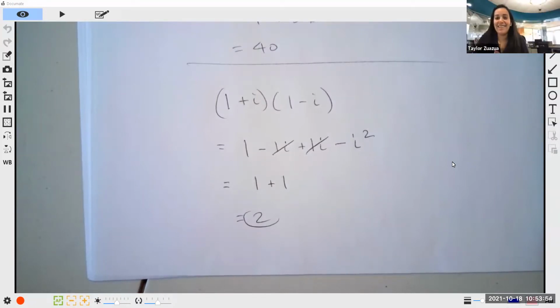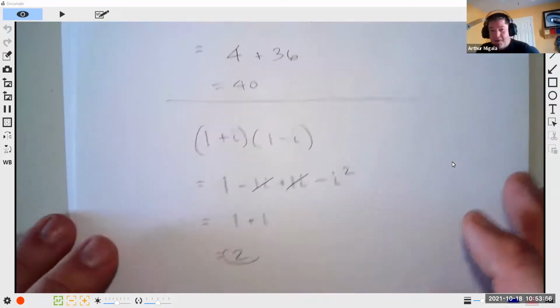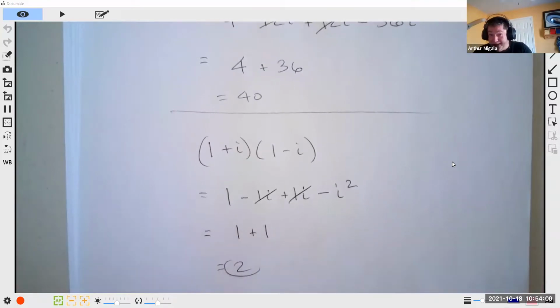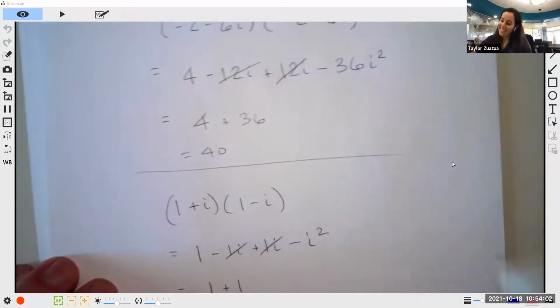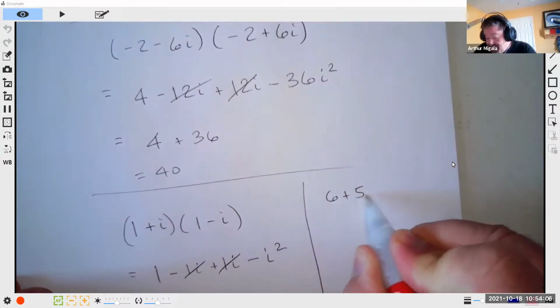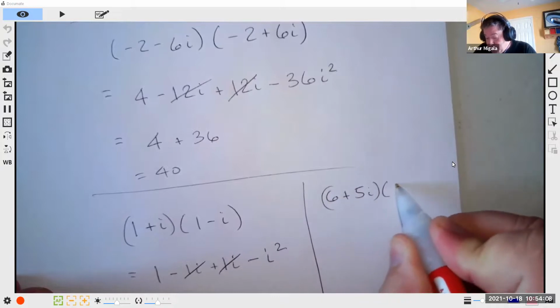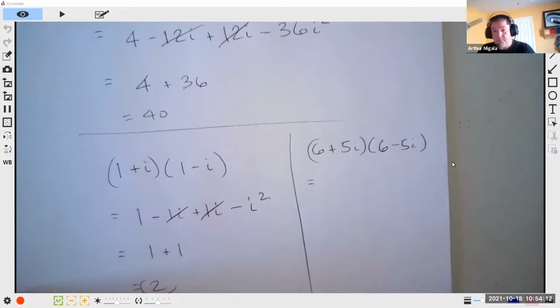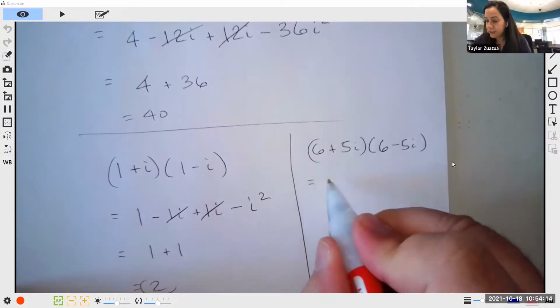Yeah. So now, that took you about 5 minutes longer than it should have. I'm gonna show you a shortcut. Here's a shortcut. Okay, I'm gonna give you 6 plus 5i, 6 minus 5i.